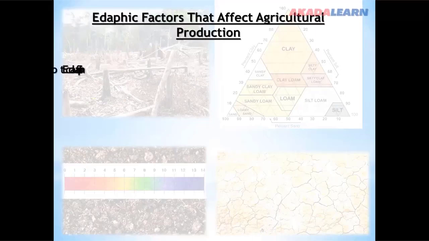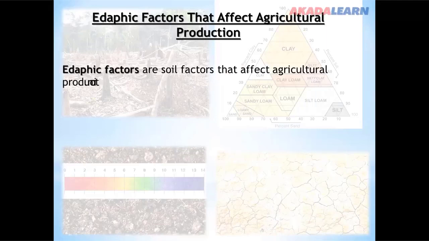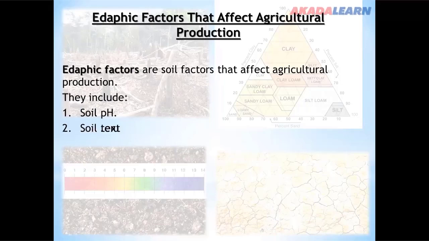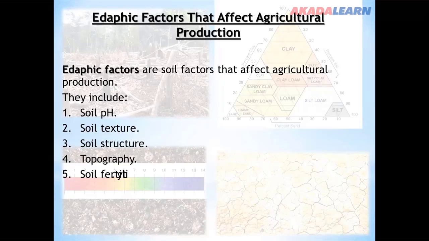Edaphic factors are soil factors that affect agricultural production. They include soil pH, soil texture, soil structure, topography, soil fertility, types of soil, and soil erosion.